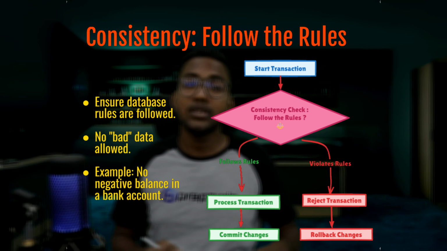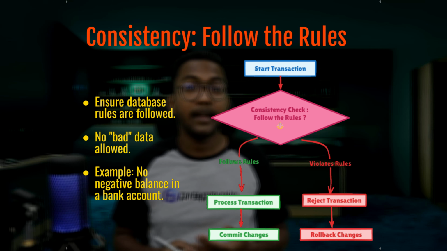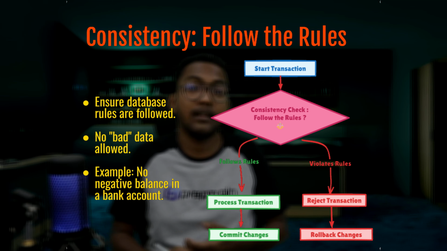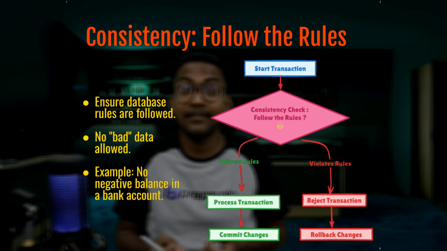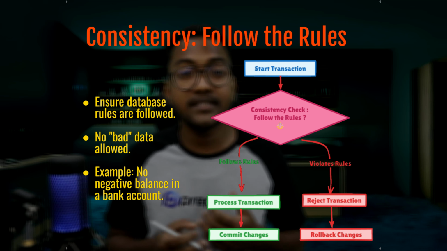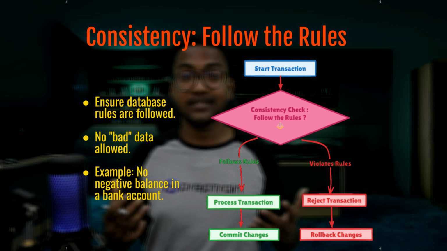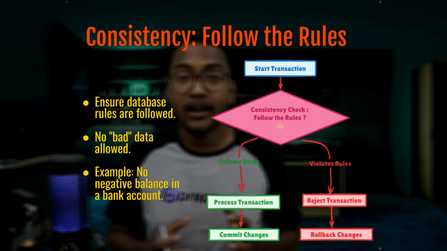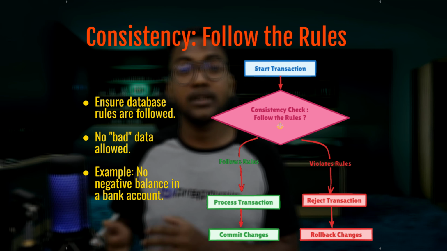Let's break it down with a simple example. Imagine you are trying to withdraw money from your bank account. The bank system has a rule in place that says your balance can't go below zero. If you attempt to withdraw more money than what you have in your account, consistency will kick in and prevent the transaction from going through. The transaction would simply be rejected because it violates the rule of the system. This is what we mean when we say that consistency ensures that only valid data is written to the database.